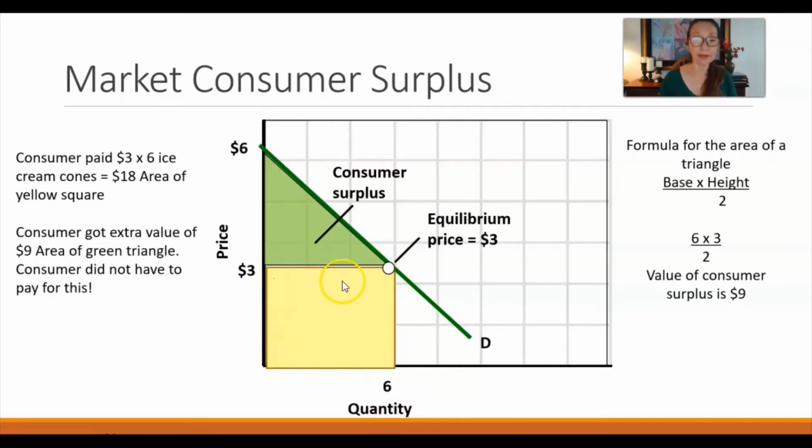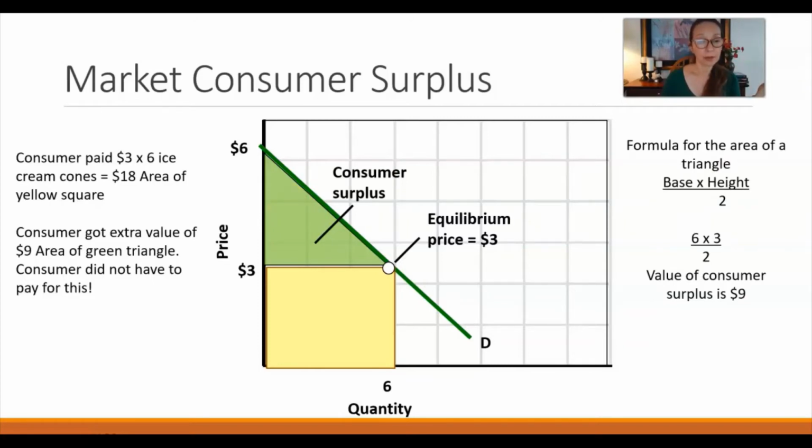That's the area of this yellow square, but we got extra value above and beyond that yellow square in the form of consumer surplus, which was 6 minus 3 is 3 times the base of 6. That's 18. We have a triangle, so we divide that in half. They got $9 of extra value. So this is what we call consumer surplus.